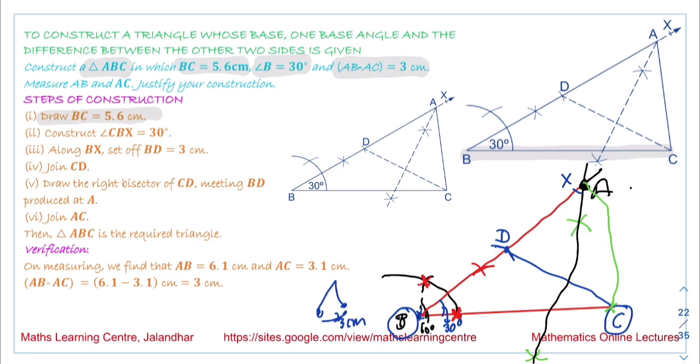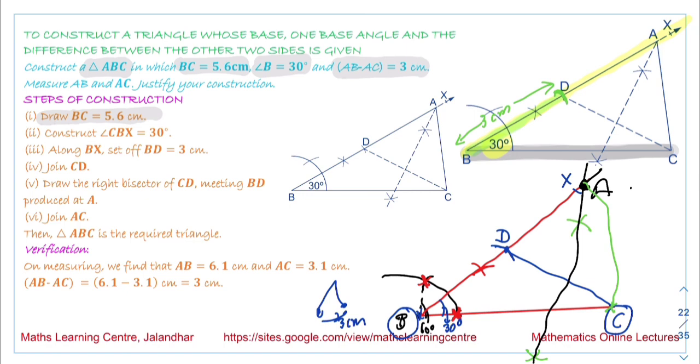So I am again explaining. First of all, we have drawn this line BC whose length is 5.6 centimeter. Next step, we have drawn this angle of 30 degree. We have drawn this line BX and its angle is 30 degree. Now on this line BX, we have marked a point D and it is at a distance of 3 centimeters.